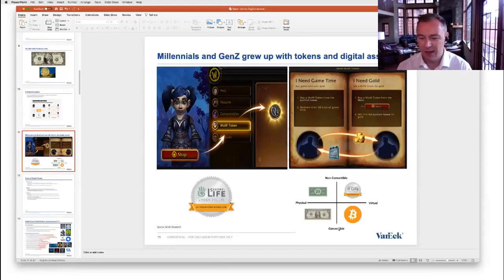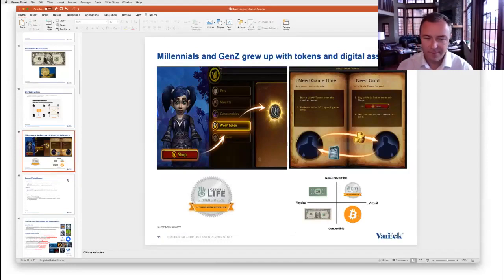So as you look at digital assets, the attributes are usually in this four quadrant. You can see either convertible, non-convertible, physical, and virtual. And Bitcoin ends up being this convertible, fungible currency. That means that you can exchange any piece for any other, and it ends up being virtual.